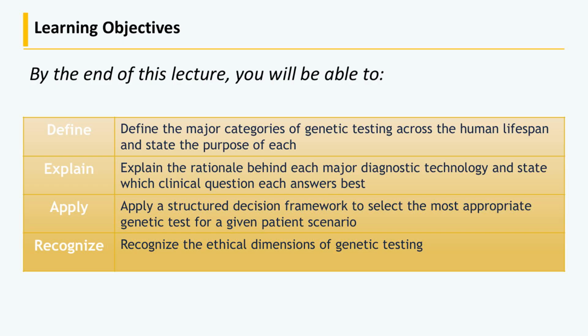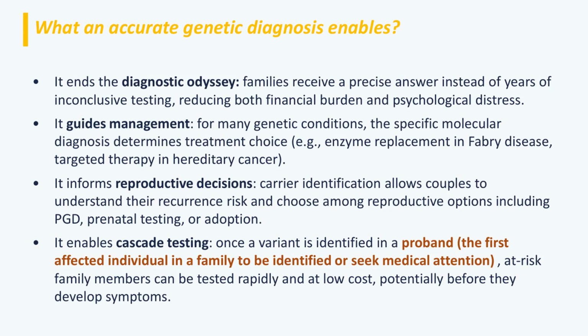Accurate genetic diagnosis provides precise answers, guides management, informs decisions, and enables cascade testing. Genetic testing categories include diagnostic, newborn screening, carrier, and predictive testing, each serving unique purposes.